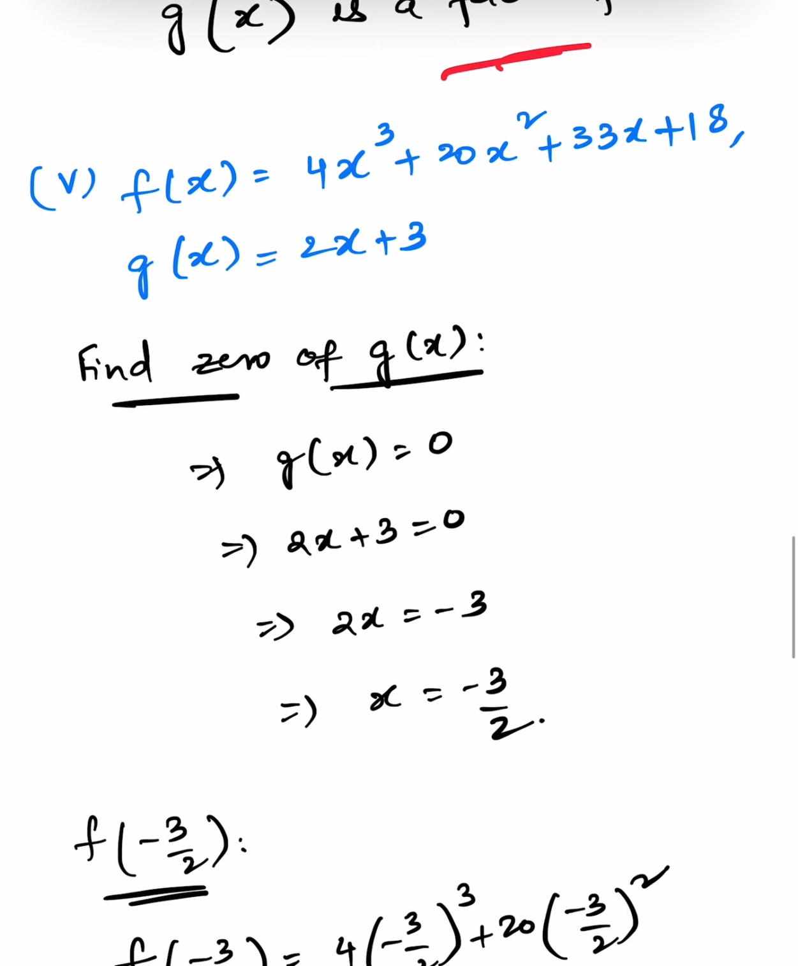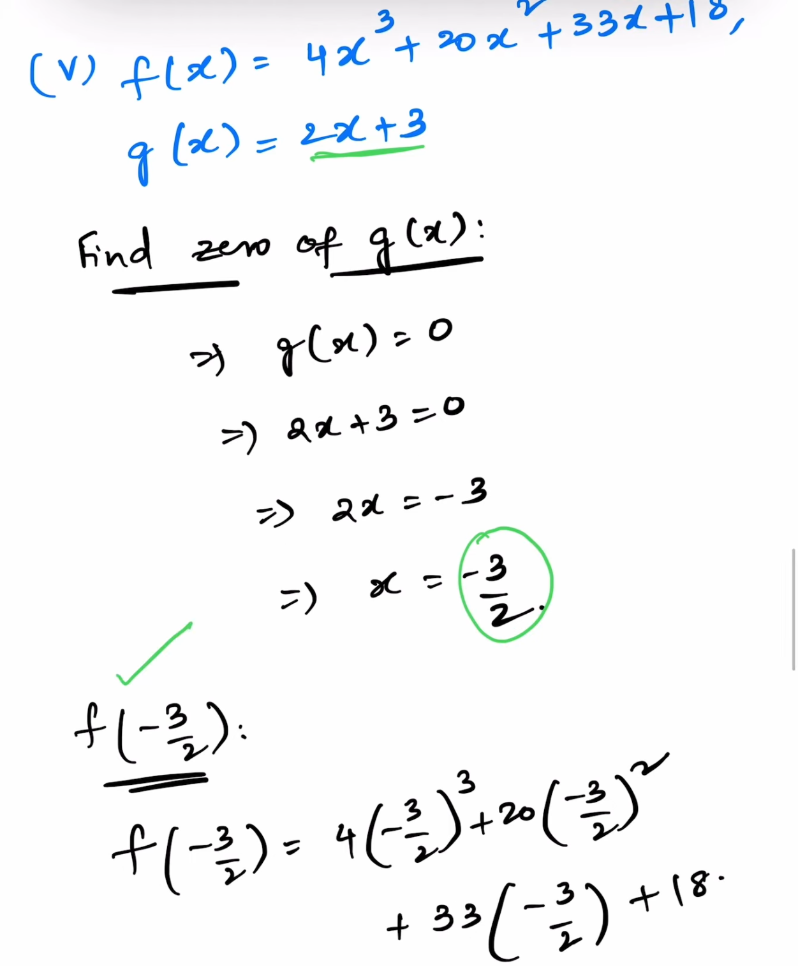Fifth bit, f of x equal to 4x cube plus 20x square plus 33x plus 18. g of x is 2x plus 3. Find the 0 of g of x. g of x equal to 0, 2x plus 3 equal to 0, 2x equal to minus 3, x equal to minus 3 by 2. This is the 0 of g of x. So find f of minus 3 by 2, f of this 0 value we have to find.